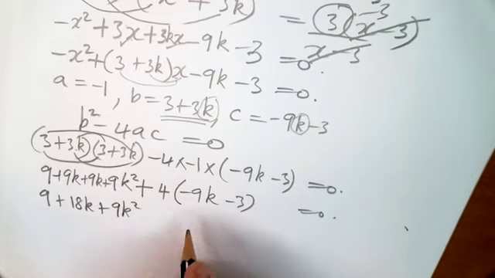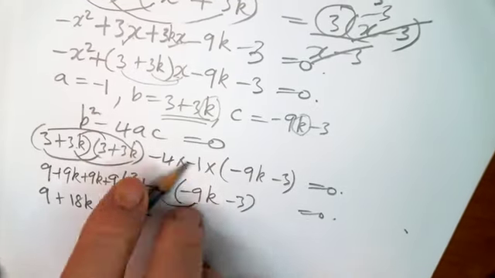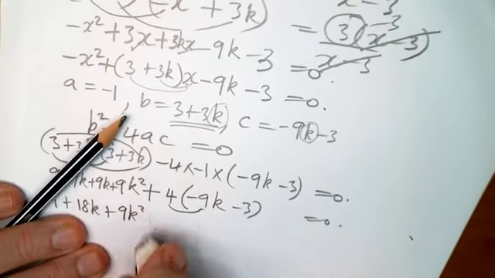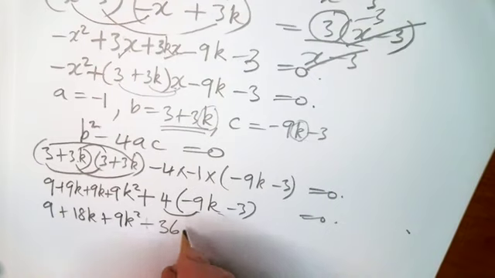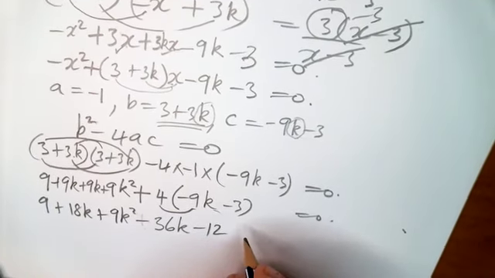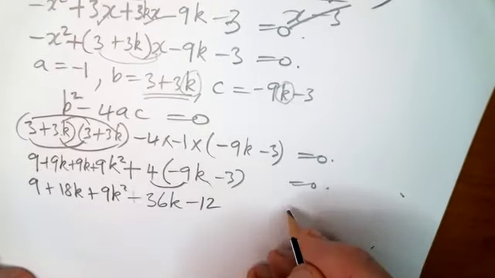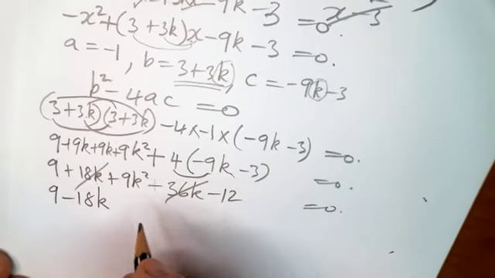9k squared. Okay, plus 4 times -9 is going to be -36, so I might as well just make that a negative straight away. Then I don't have to mess around with it. -36k, and 4 times 3 is going to be 12, so minus 12. And that all equals 0. All right, let's simplify the whole thing a bit. So I've got a 9, which we'll just leave there. We've got an 18k minus 36k, which makes minus 18k. So we've got rid of that.